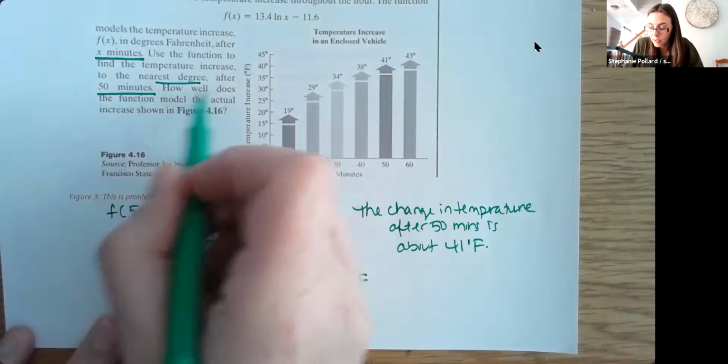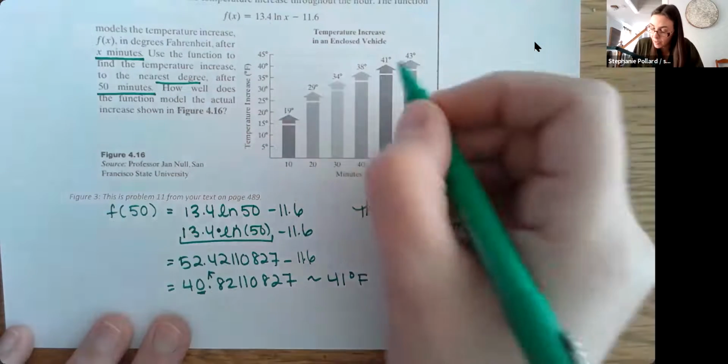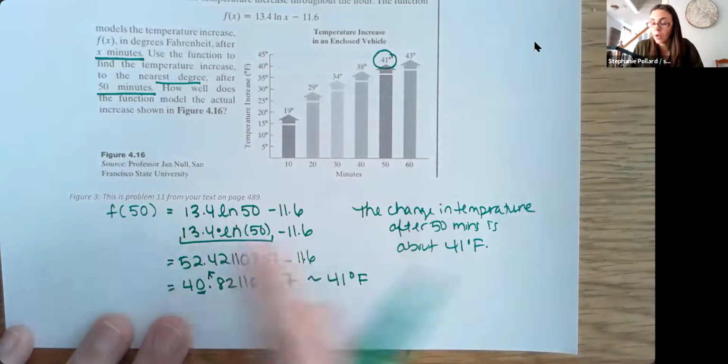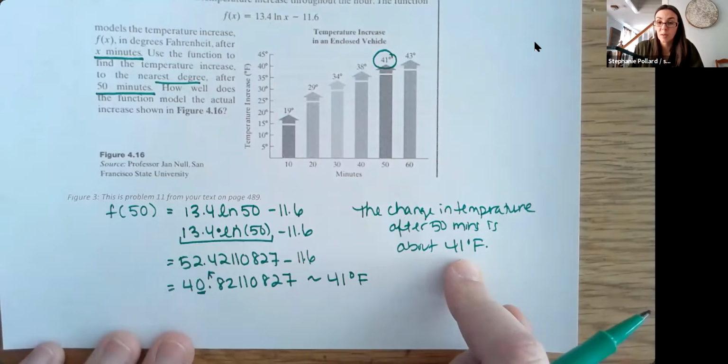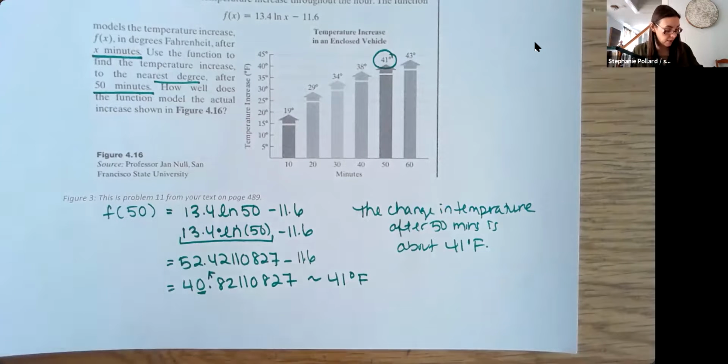How well does this function model the actual increase shown? Well, it's actually very, very good, right? At 50, it was 41 exactly. Our model here also gives exactly 41. So this is perfect, right on the nose here for that model. Can't ask for anything better, I guess, right? So that looks good. It models the data extremely well in this case, that we can get that close to the actual real number.